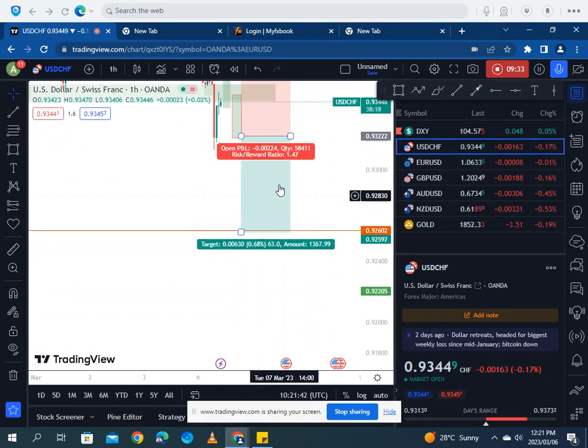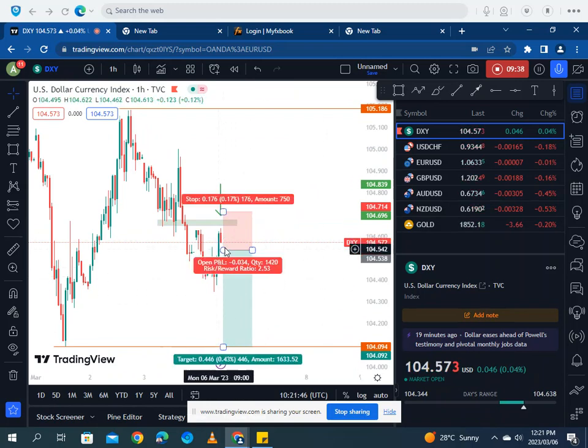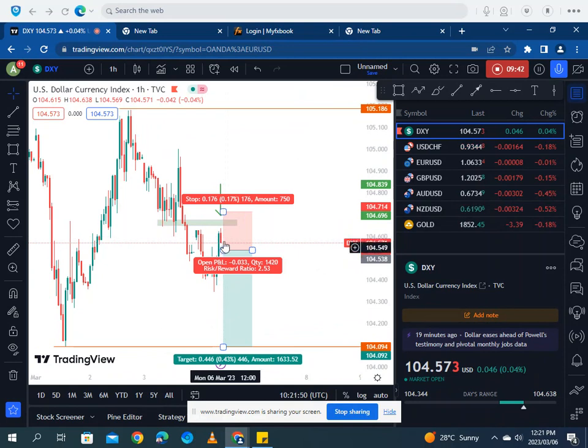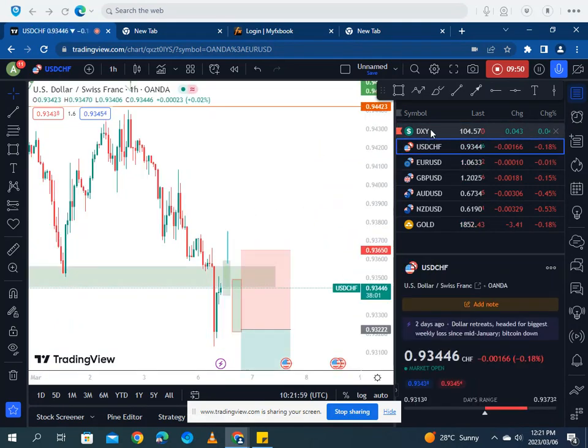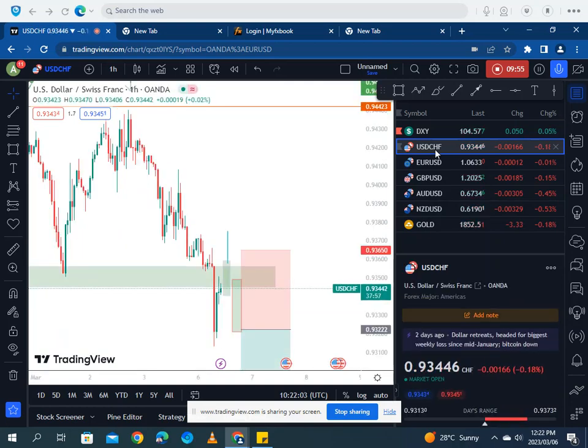Now this is in line with what the DXY is doing. You see that the DXY is giving me some sells, because that's what I want to see. I want to see if there's some sellers in the market before I can take that trade. So this just makes my analysis really easy, because now I know that, okay, since I'm selling DXY, I'm more likely to be selling USD Swiss franc, and I'm more likely to be buying Euro USD.